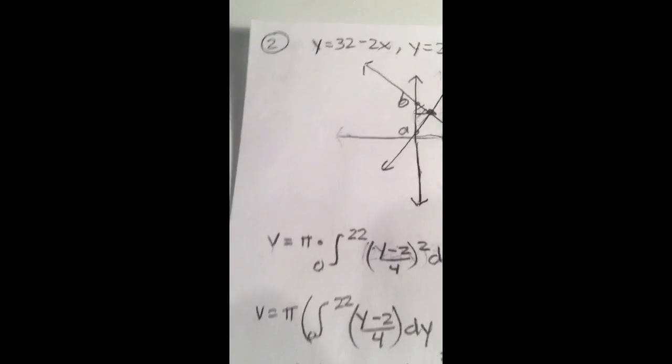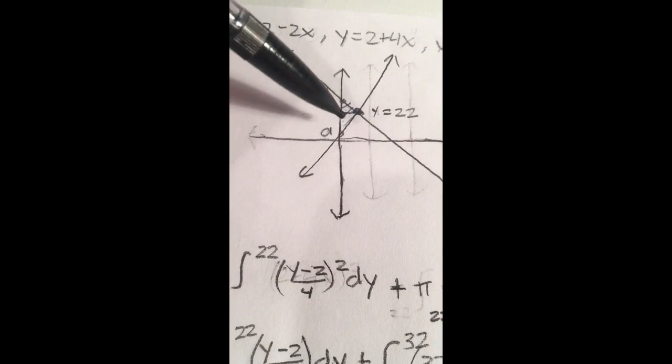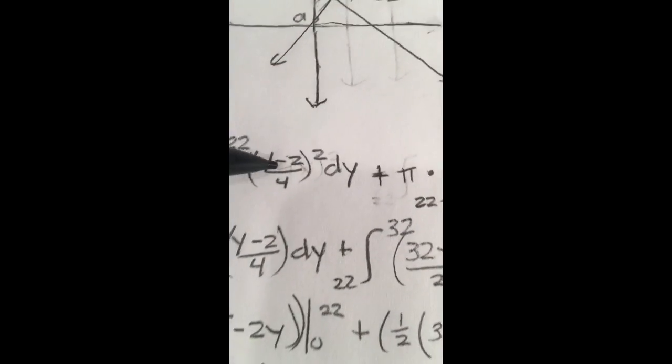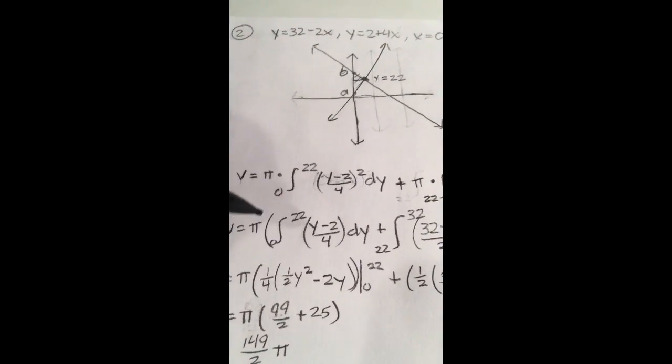The first one is going to be V equals pi times the integral from 0 to 22. That's this bottom part right here. Our first half is going to be ((y minus 2) over 4) squared with respect to y. And the second part, the top part, is going to be pi times the integral from 22 to 32 of ((32 minus y) over 2) squared with respect to y. And then we can just factor out that pi and rewrite it that way.